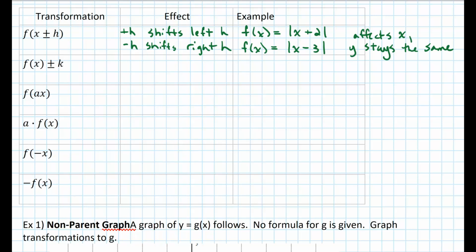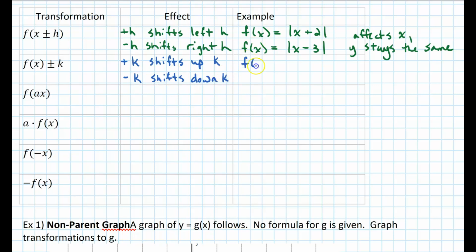All right. Now we also had plus or minus on the outside of the parentheses. So we say f of x plus or minus k. And so when we did plus k, which direction did we go? To the left. Remember, it's on the outside. Oh, it's on the outside, so it goes up. Yes. So this one shifts up k. And when we did minus k, it shifts down k.